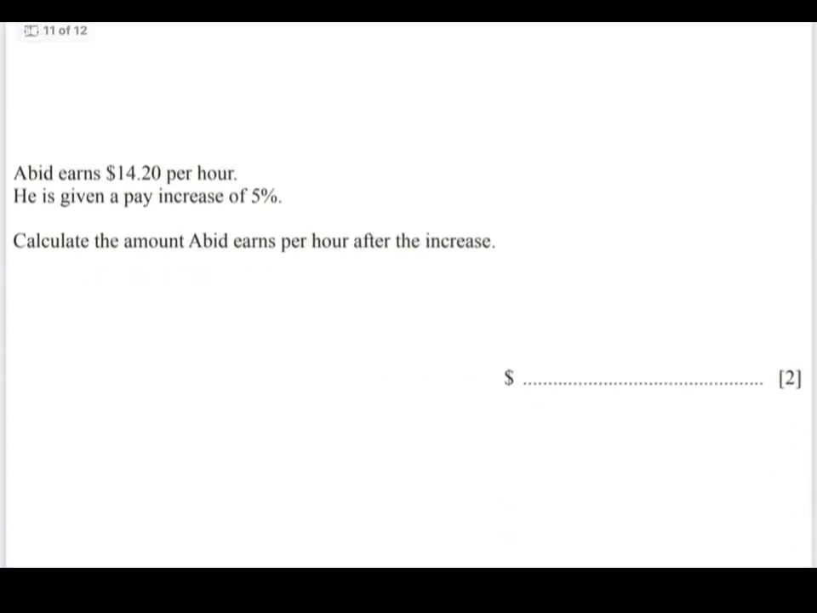Abid earned 14.20 per hour. He is given a pay increase of 5%. As you see, there is an increase of 5%. Calculate the amount Abid earned per hour after the increase. So again, original value is 14.20 multiply by 100. Increment is 5, so I will write 5 divided by 100. So the simple question, 14.20 multiply by 105 and divide by 100. So the final answer will be 14.91.